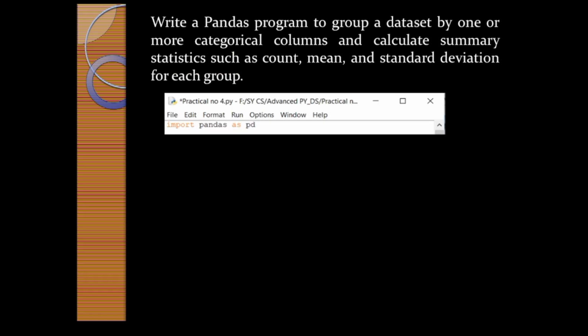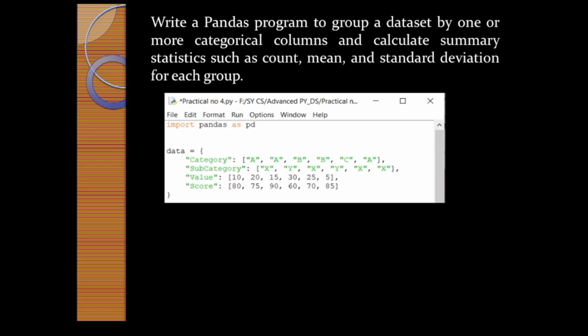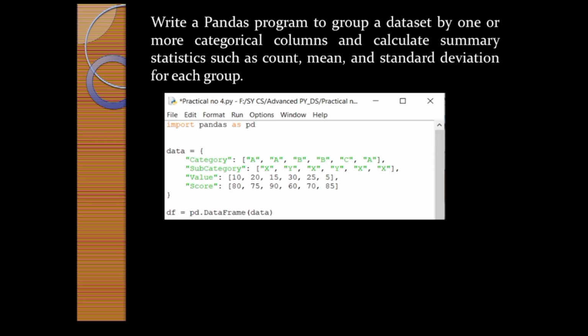This is the question. The code is import pandas as pd. I have already explained this in the previous video, do check it out. Data is equal to curly brackets: category, subcategory, value, score. Data is a dictionary which I have created over here, which has 4 lists, that is category, subcategory, value, and score. Next, we have df is equal to pd.DataFrame(data), which converts my dictionary into a data frame, that is, table format. I'll show you how the data would look.